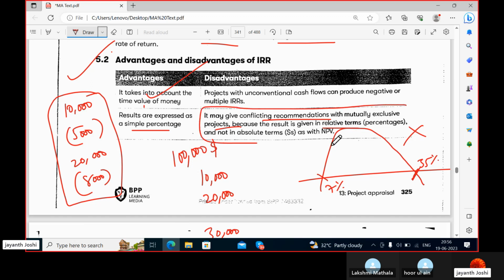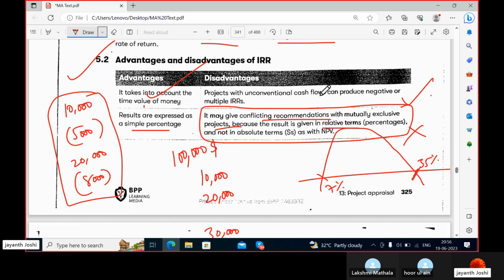IRR may also give conflicting recommendations with mutually exclusive projects because the result is given in relative terms. This point I will discuss tomorrow with the help of an example. It may seem a very small point, but it is not. Why there are conflicting recommendations, I will explain tomorrow. Mutually exclusive projects are those where, out of two, you have to pick one.